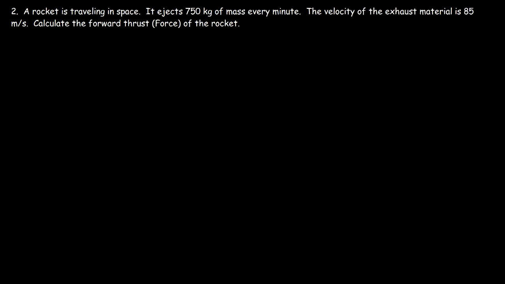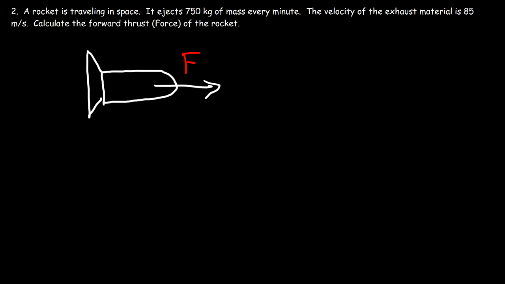Number 2. A rocket is traveling in space. It ejects 750 kilograms of mass every minute. The velocity of the exhaust material is 85 meters per second. Calculate the forward thrust of the rocket. So let's say the rocket is traveling in this direction. And so it has a forward thrust F. And it's shooting out gaseous material towards the left. So we need to calculate this force.